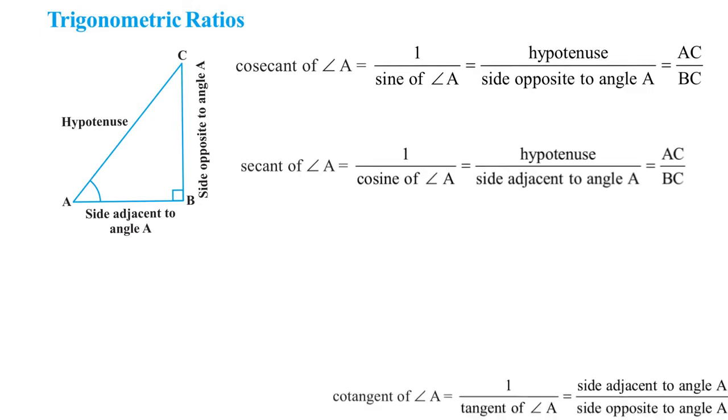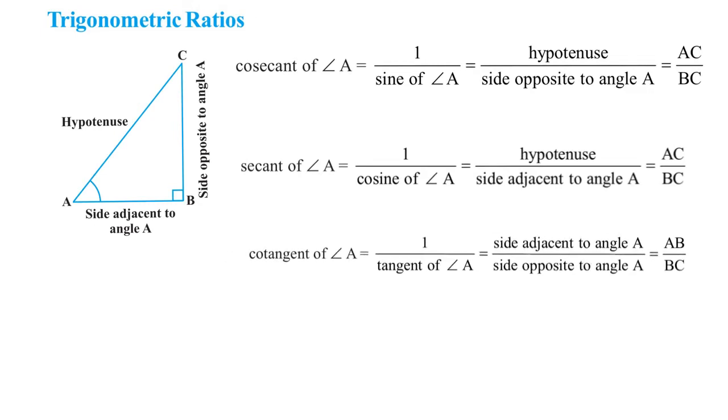Reciprocal of the tan is cotangent, which is going to be AB over BC, adjacent over opposite. It's very easy to remember. Cosecant is the reciprocal of sine. Secant is the reciprocal of cosine. Cotangent is the reciprocal of the tangent. So we have 6 fundamental trigonometric ratios.